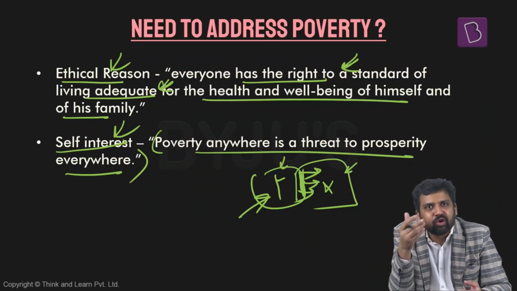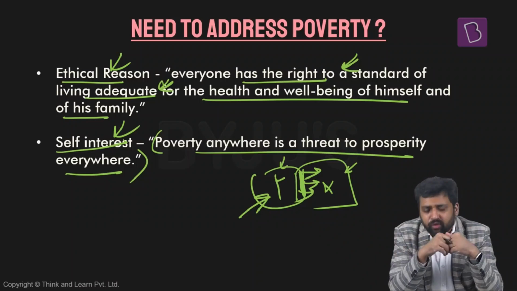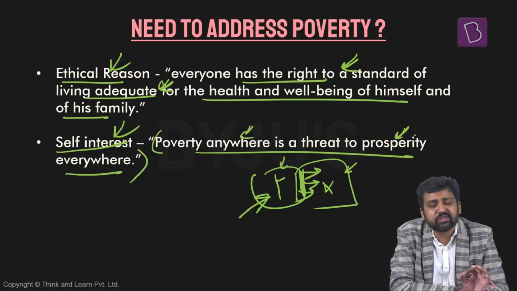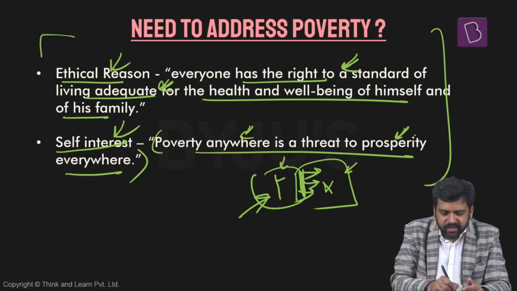So that's the reason different kinds of philanthropic organizations, different kinds of intergovernmental organizations, rich people, they will also try to address poverty. So this is something selfish, but yeah, it works well for everyone. So poverty anywhere is a threat to prosperity everywhere. This statement has actually been asked in UPSC mains examination once. So they gave the statement and you have to explain why poverty anywhere is a threat to prosperity everywhere. So these are the reasons why there is a need to address poverty.